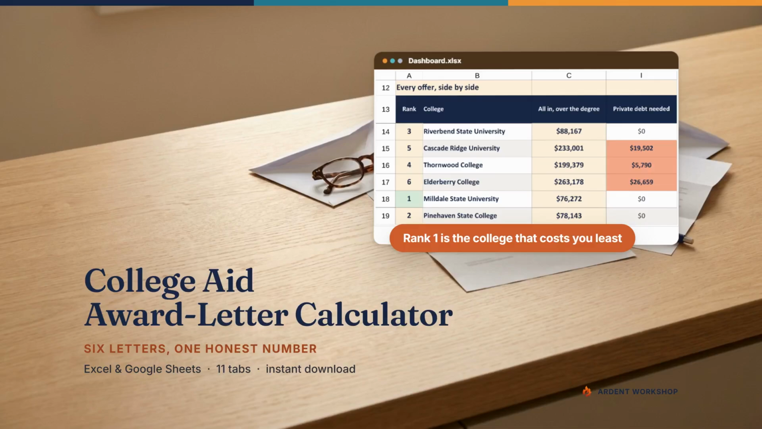6 acceptances arrive, each with a financial aid letter, and none of them can be compared with any of the others. Every college words the same money differently. Several file loans and a campus job under the same heading as the grants. This workbook puts all 6 on one honest footing.